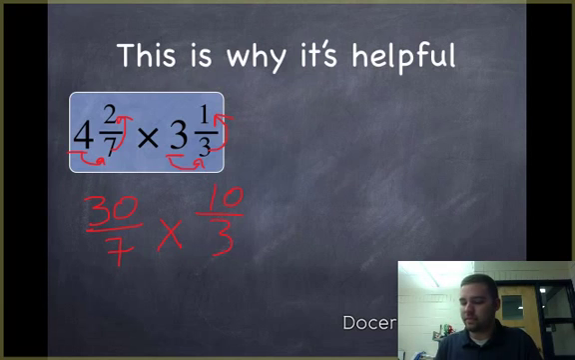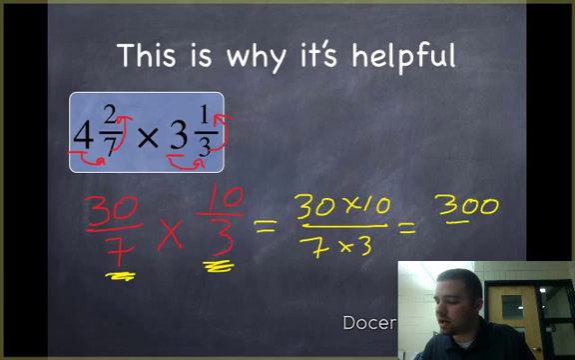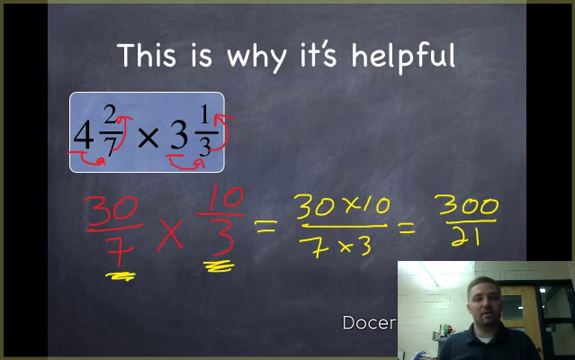And then I have to remember, how do I multiply fractions? Oh, that's right. I multiply straight across. So this is going to be 30 times 10 over 7 times 3. That's going to be 300 over 21. And so that's an improper fraction. And you guys are so good that you could turn that into a mixed number if you want to. I don't want to. And that's it for mixed numbers and improper fractions.